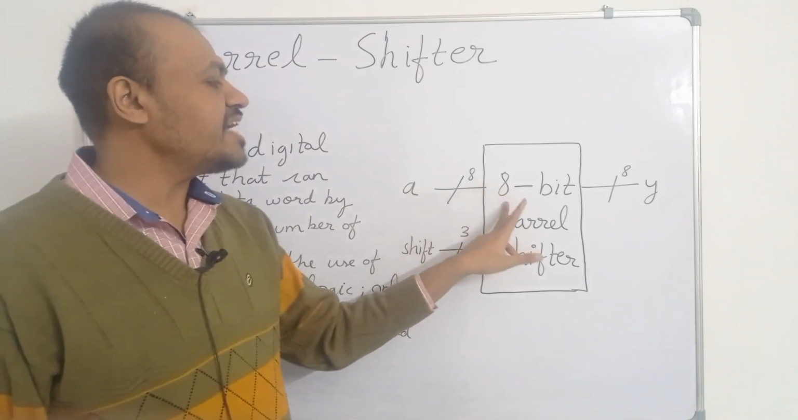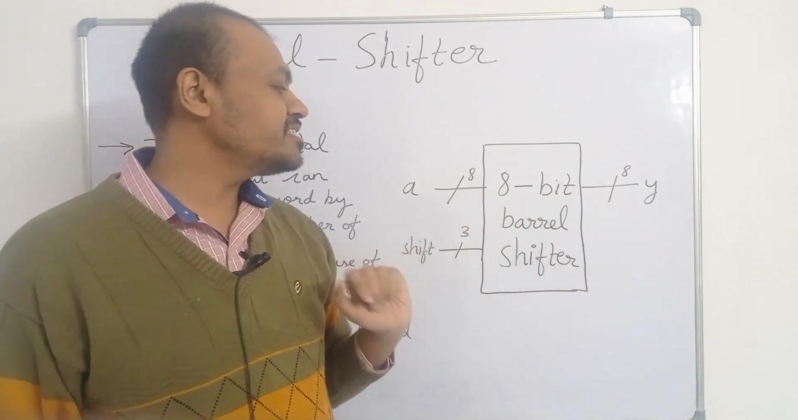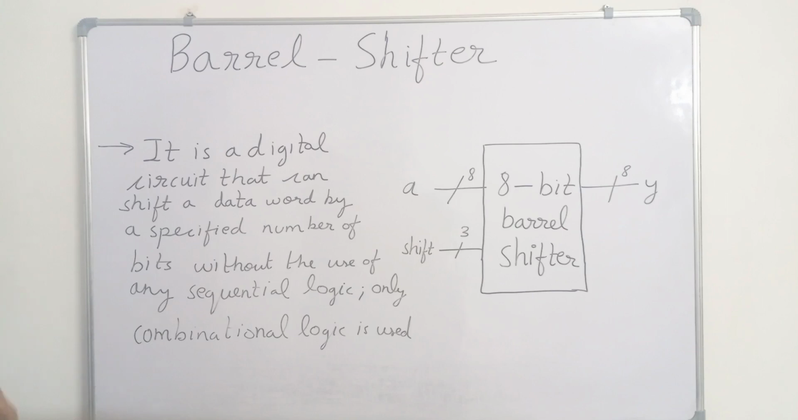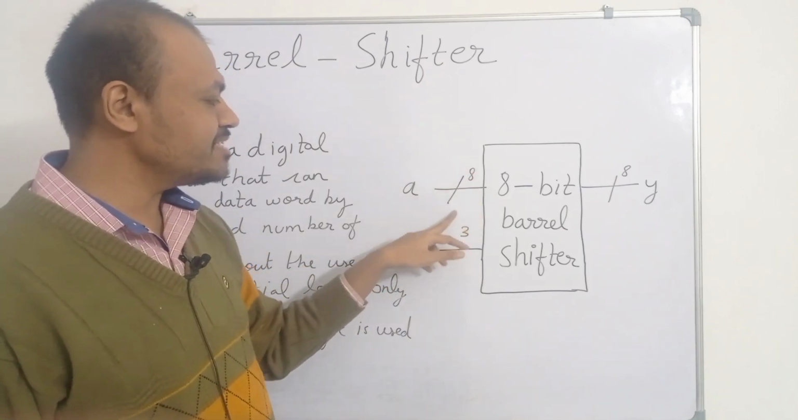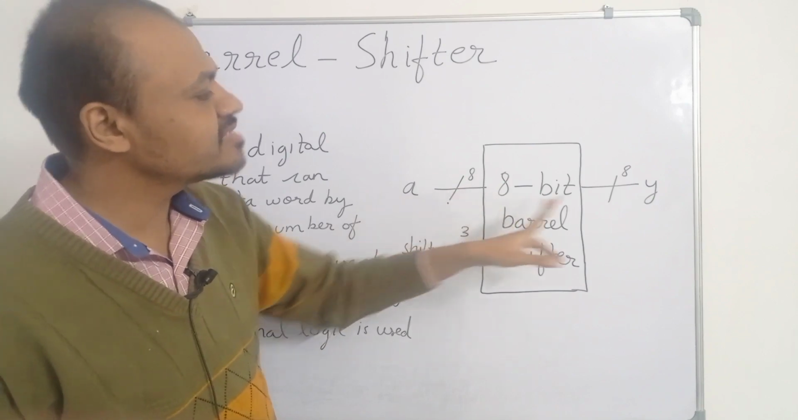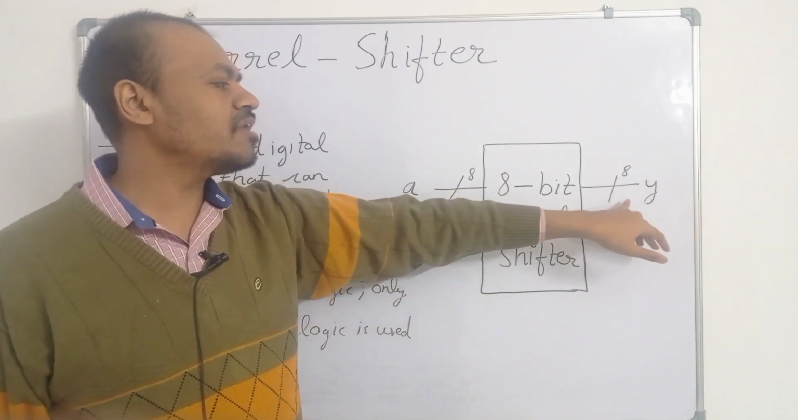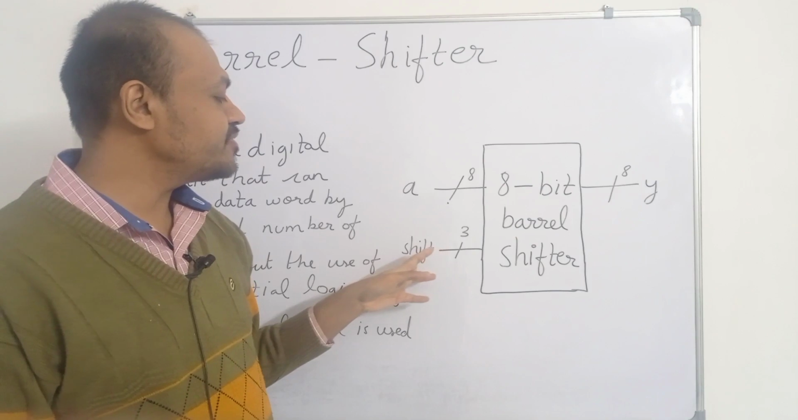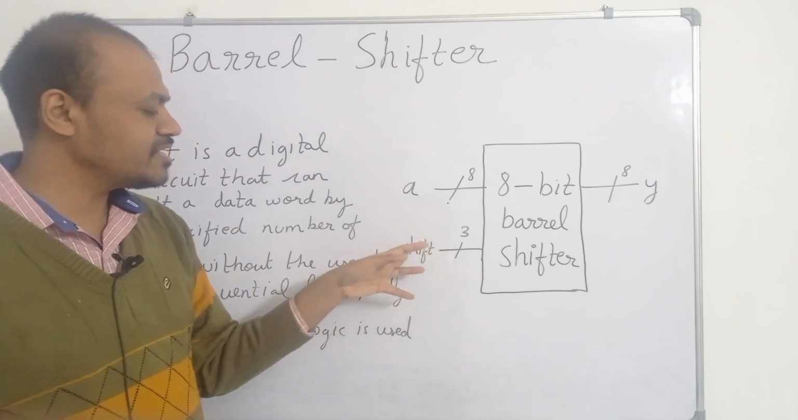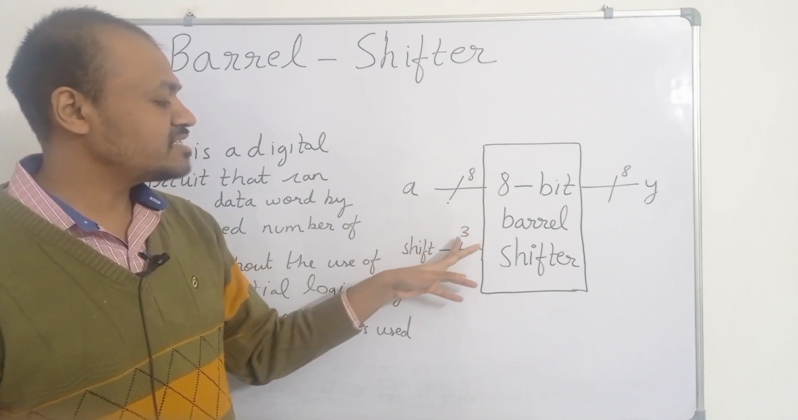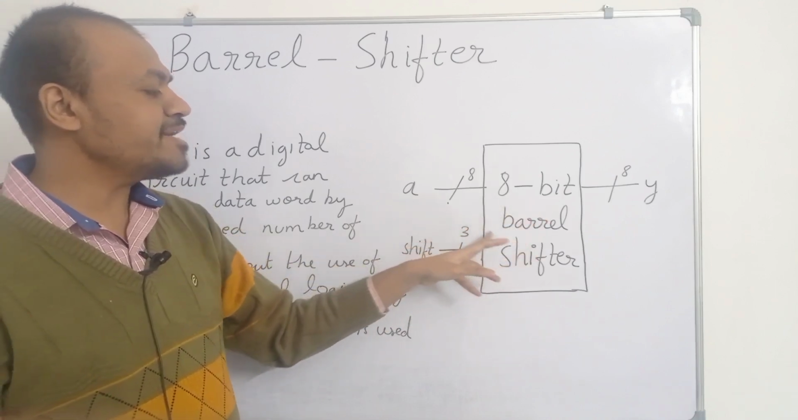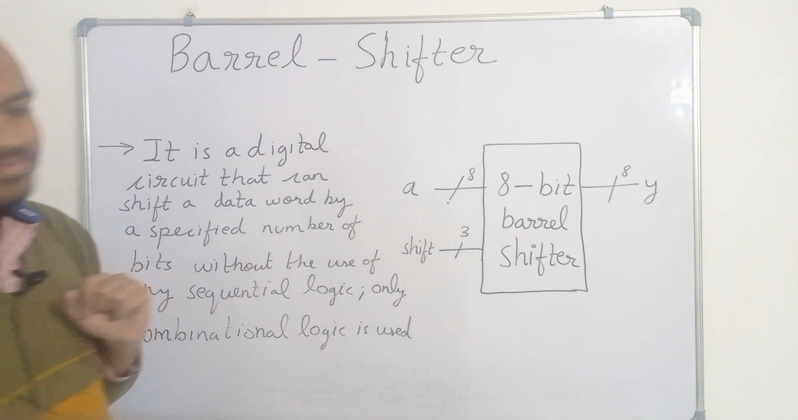Let us consider an 8-bit barrel shifter. An 8-bit barrel shifter has an input A which is 8 bits, denoted by this slash. Then the output Y is also 8 bits. The amount of shift is denoted by the signal shift. For an 8-bit barrel shifter, this signal shift will be 3 bits.